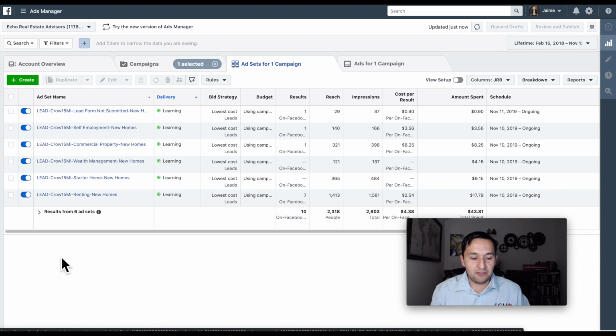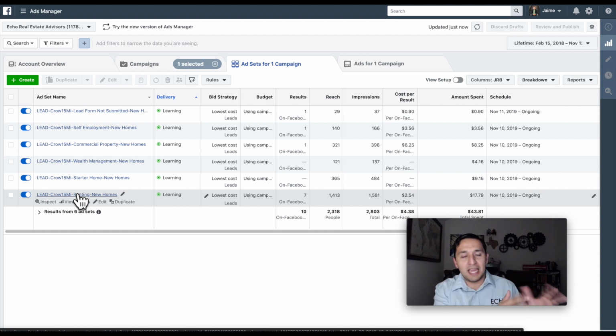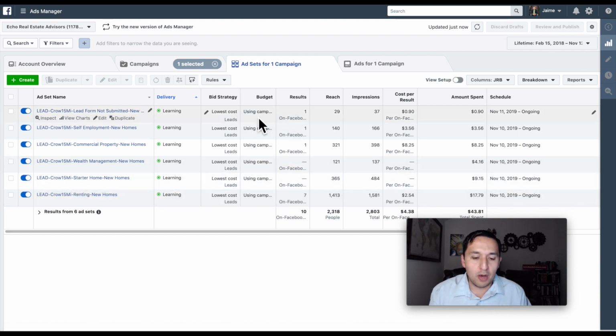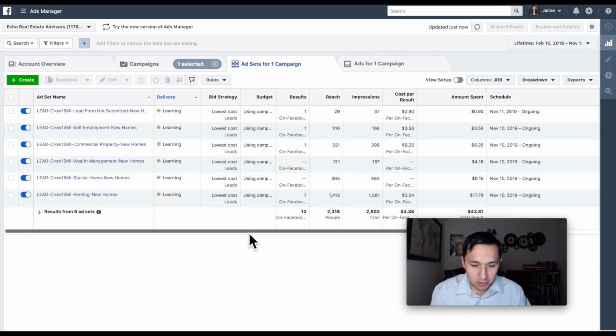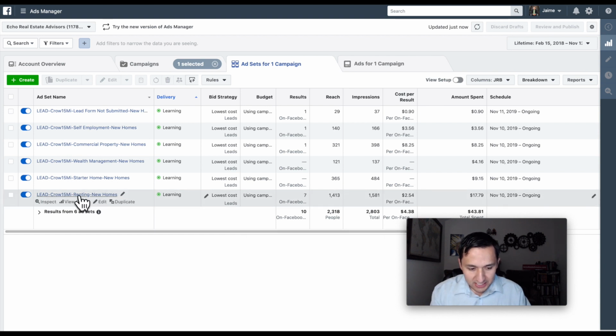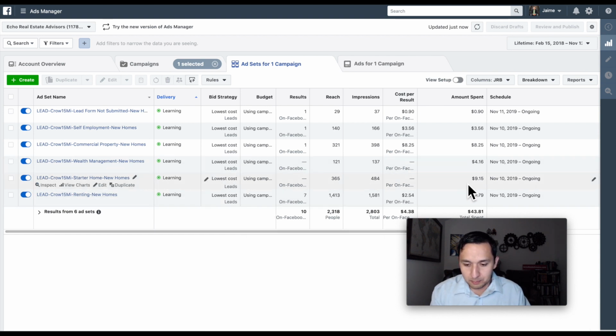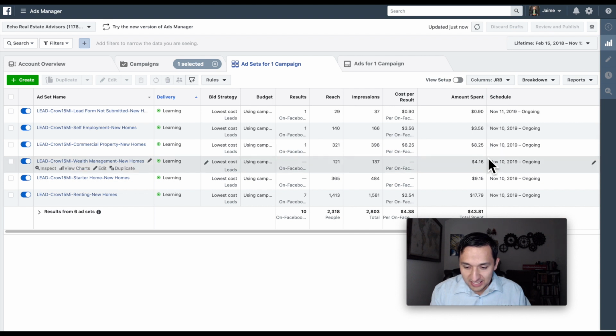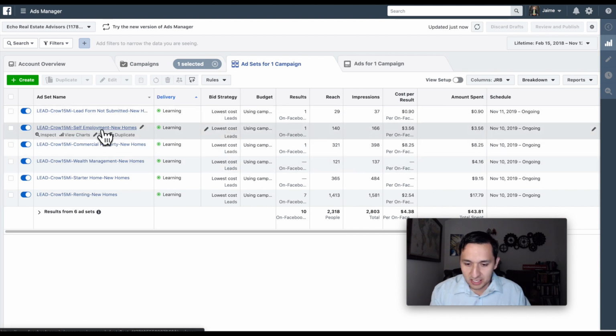And as you can see, Facebook has chosen a winner. The ad set that is promoting heavily is the renting interest. As a reminder, we are optimizing this campaign based off of the campaign level. So we are optimizing from the campaign level rather than choosing individual ad set budgets. So as you can see here, the renting has gotten a good amount of the spend, and then the least amount has actually been the self-employment.